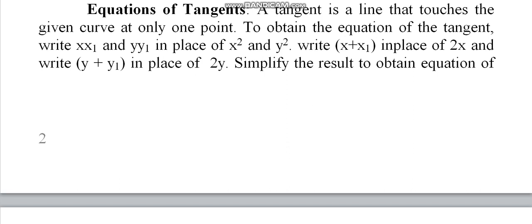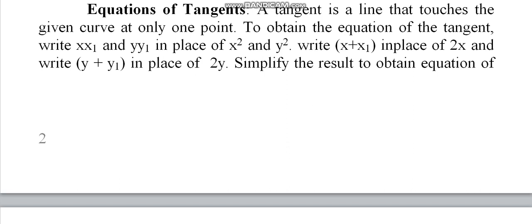Now we shall discuss how to find the equation of tangents at a given point on the curve. Say if (x1, y1) is a point on the given curve y = f(x), then to obtain the equation of the tangent, we write x·x1 and y·y1 in place of x square and y square, and also we replace (x + x1) in place of 2x and (y + y1) in place of 2y, and simplify to obtain the equation of the tangent.